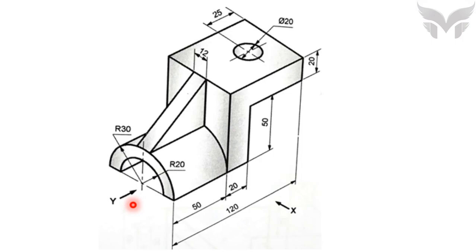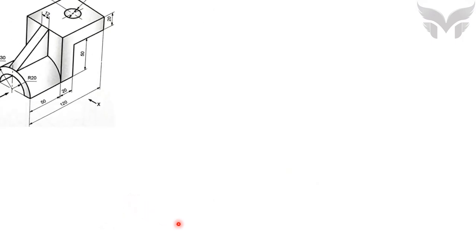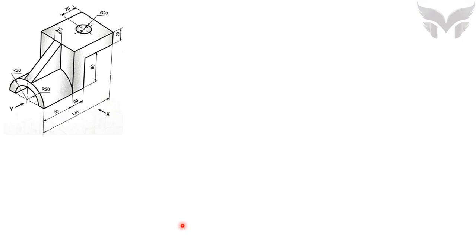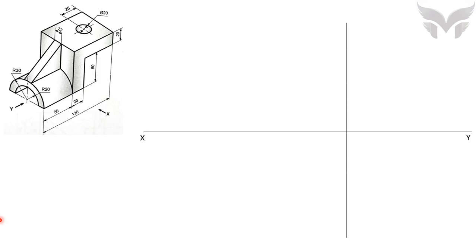Now let's begin to draw. First up, let's draw a faint horizontal line and name it as XY. Then draw a vertical line perpendicular to XY. That also should be faint. Now here you can see we have 4 places. And you need to be very careful to allot the right place for each individual view.